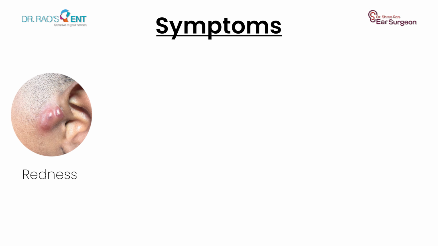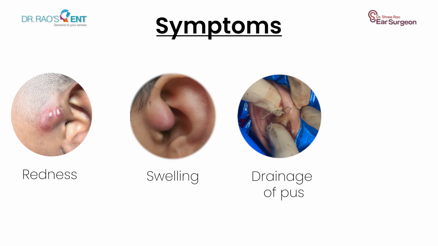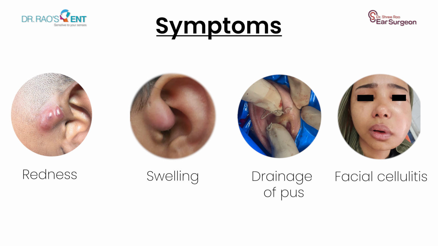These preauricular sinuses are usually benign and they do not cause any problems for most people. However, in some situations, they can become infected, leading to symptoms such as redness of the surrounding area, swelling, and sometimes drainage of pus, including facial cellulitis too, on one side of the face.